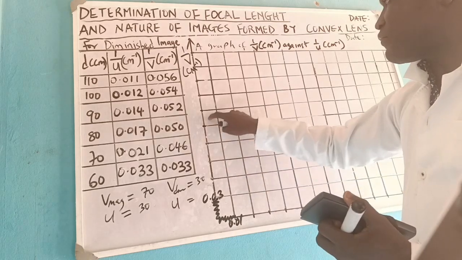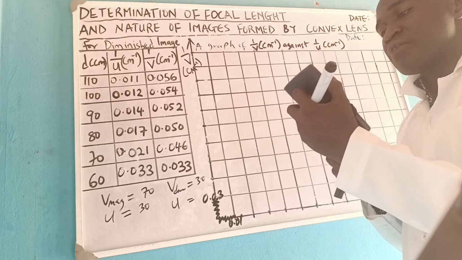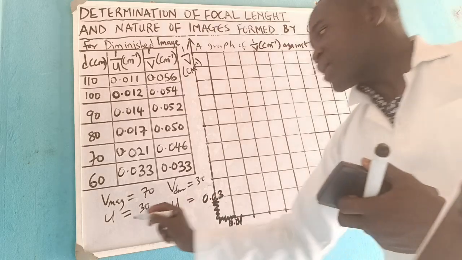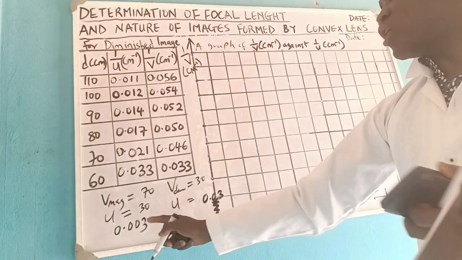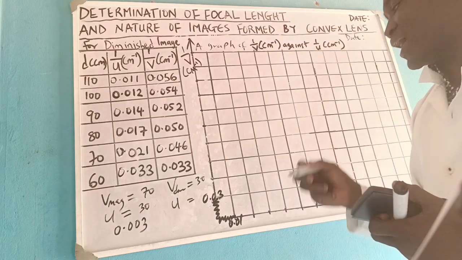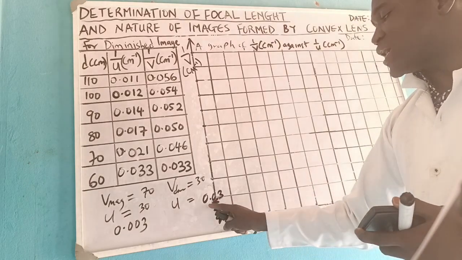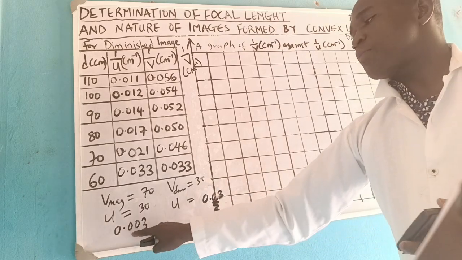1, 2, 3, 4, 5, 6, 7, 8, 9. Divided by 9. That will be giving me 0.003. What does this value mean? It means that the difference between this and the next value should be by what?